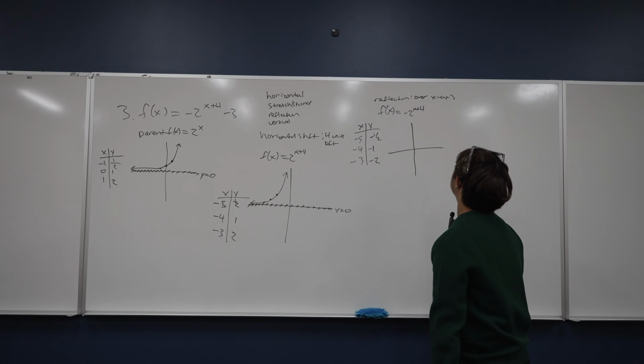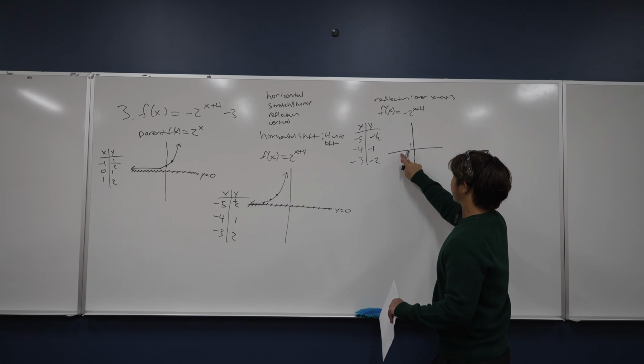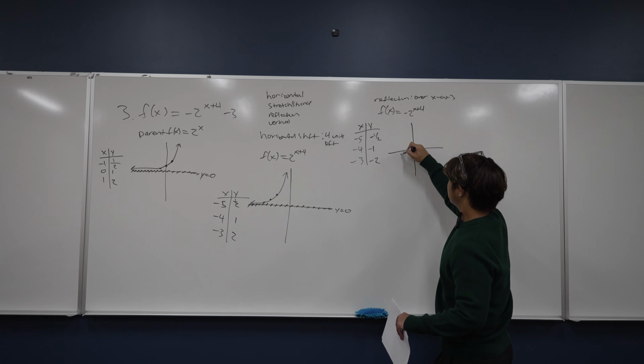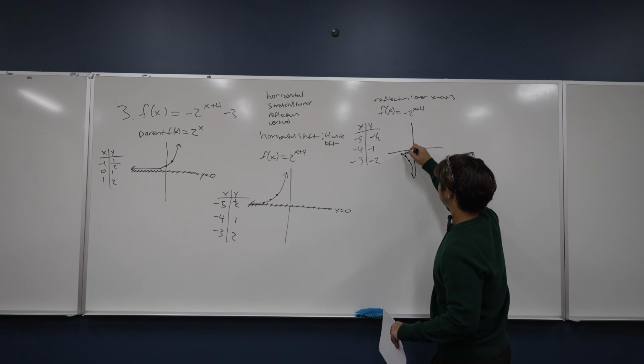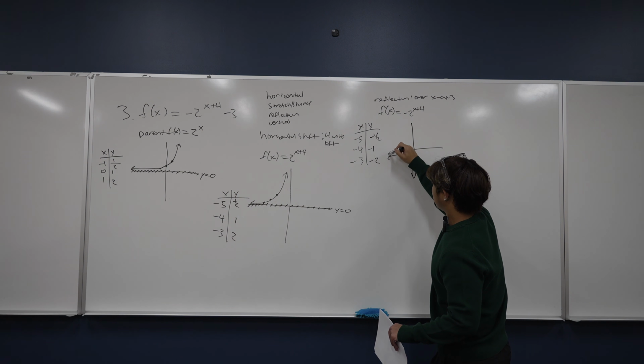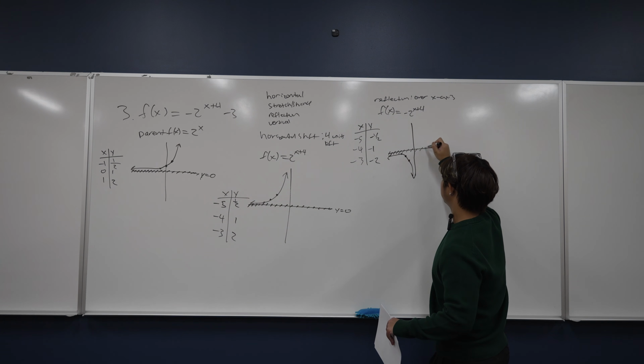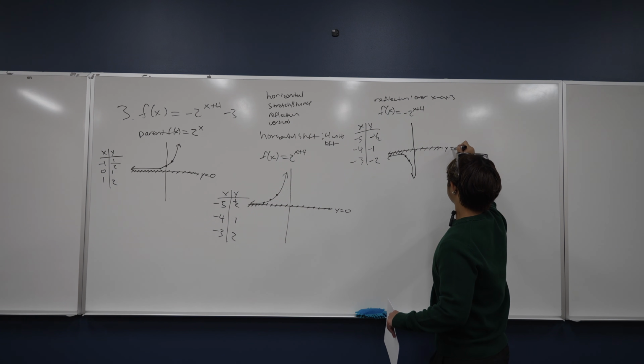Okay, cool. So let's graph this guy out. -5, -1/2, boom. -4, -1, -3, -2. Connect the dots, and we're looking something like that. Again, our asymptote did not move because we didn't move vertically yet. Y equals 0.